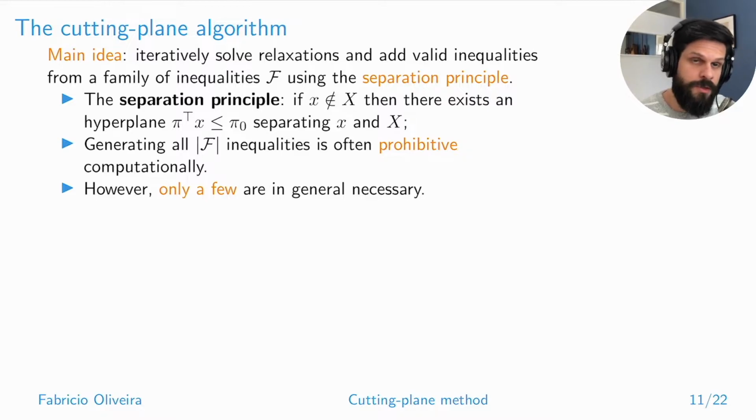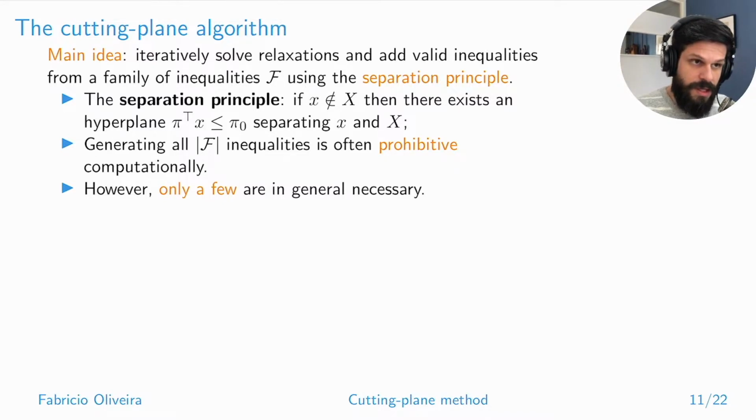And from the solution of the relaxation, generate a valid inequality that comes from a family of inequalities F, using what is called the separation principle. The separation principle tells us the following. If x is not a feasible solution, then you can find a hyperplane that separates x and its set, right? But notice that it is posed in a very general way. We will see very shortly that a special case of this is, for example, using the Chvátal-Gomory procedure to generate valid inequalities for IP. This is being posed in the most general way we can possibly think of.